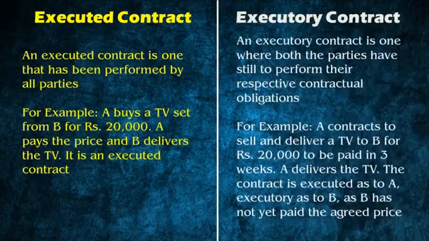An executory contract is one where both the parties have still to perform their respective contractual obligations. For example, A contracts to sell and deliver a TV to B for Rs. 20,000 to be paid in 3 weeks. A delivers the TV. The contract is executed as to A, executory as to B, as B has not yet paid the agreed price.